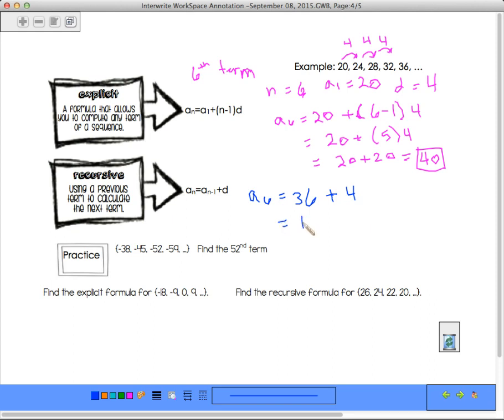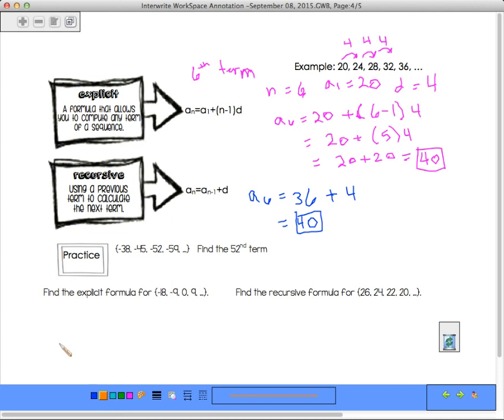So obviously, if you just need the next term, this is the quick, easy way to do it. However, if I asked you for the 1000th term, this formula would be very manageable, whereas this one, you would have to work your way up to 1000, which would be incredibly cumbersome.